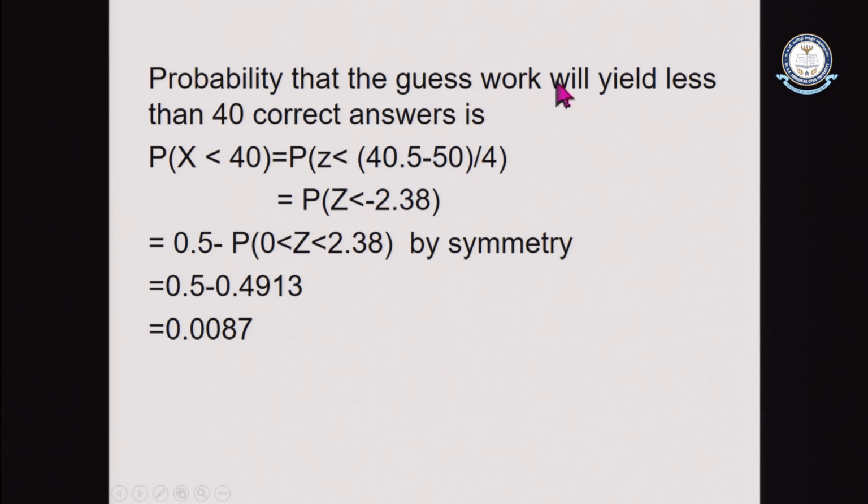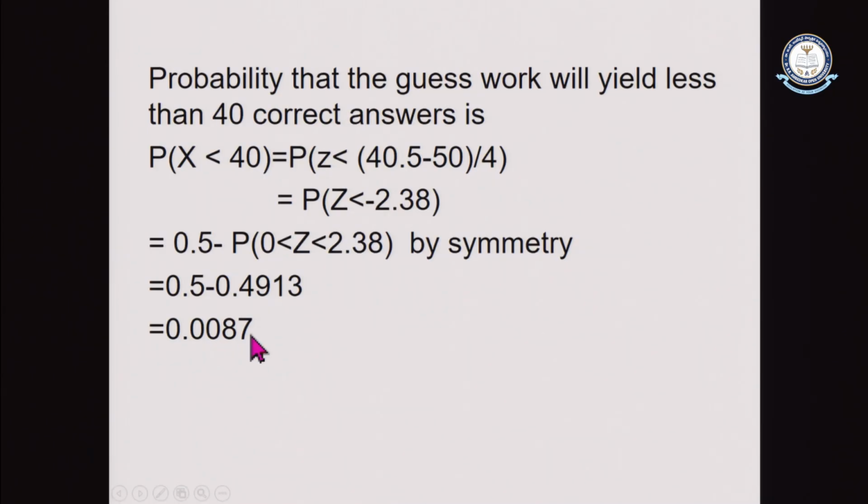One more question is asked here: the probability that guesswork will yield less than 40 correct answers. In that case, what is the probability? Probability of x less than 40. After converting to the standard normal variate, using the correction factor, it becomes Z less than (39.5 minus 50)/5, which is about minus 2.1. Again using the symmetric property, I get this value, 0.0087. Very small value.